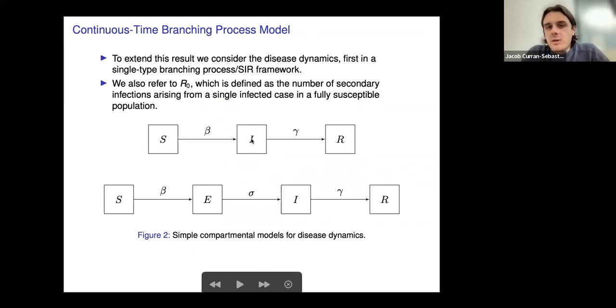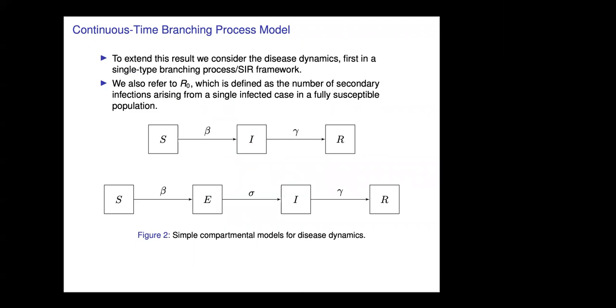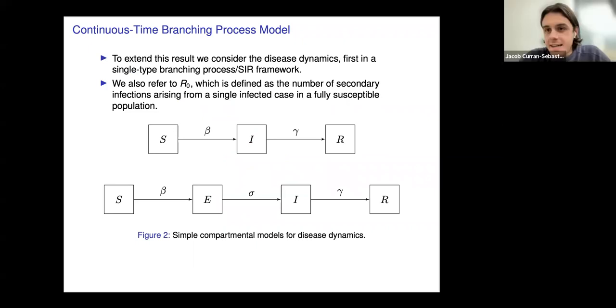But what we don't do in this model is we don't consider any disease dynamics, right? We don't consider what happens to cases once they enter a country. We just see how many cases do enter. So we can extend this model a little bit by actually considering disease dynamics, and we do this in a simple either a single type branching process, or you could think about it as an SIR framework.